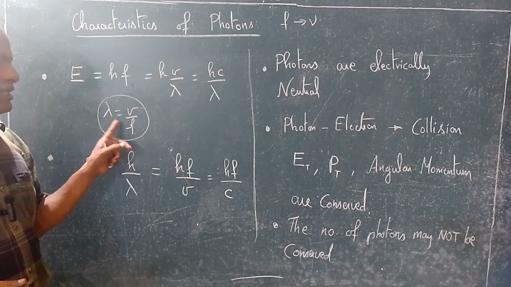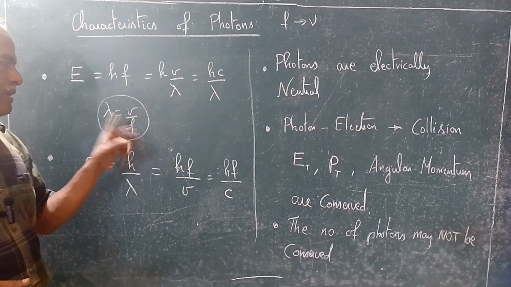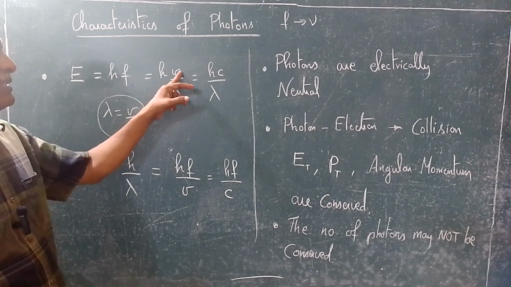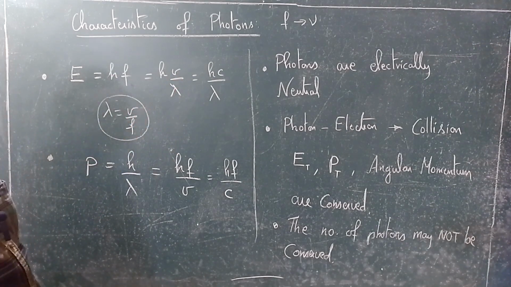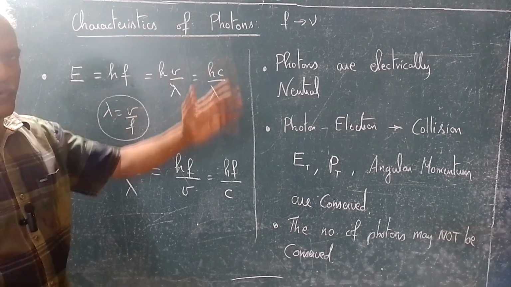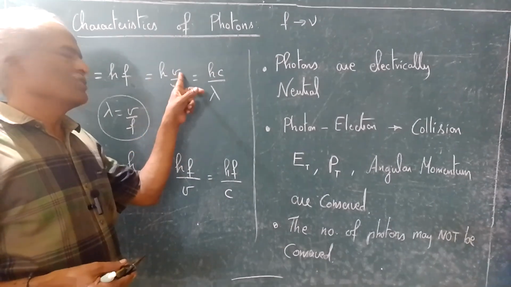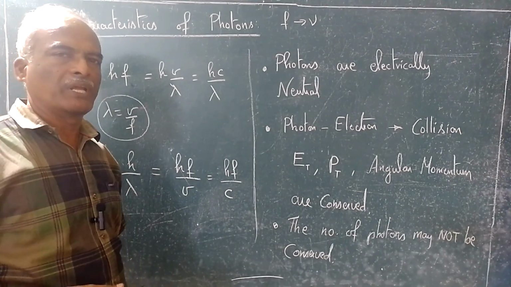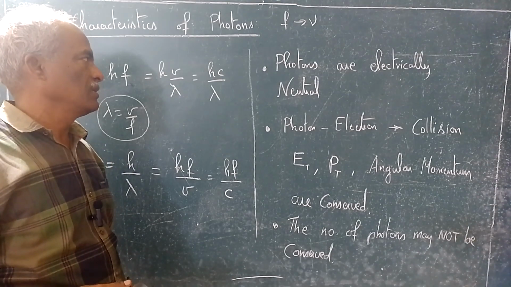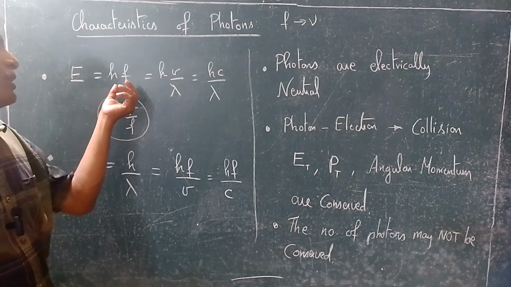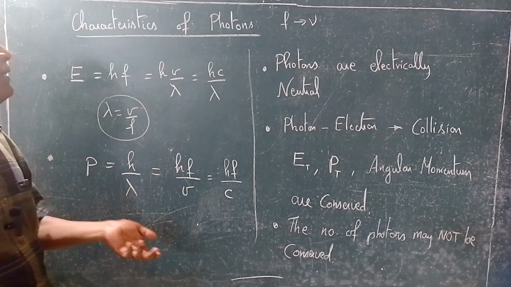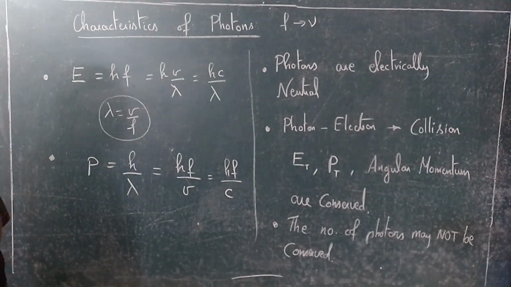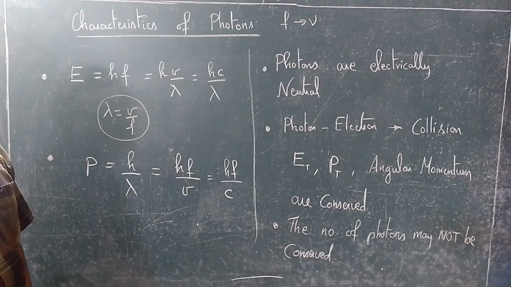Now lambda is equal to v by f. v is the velocity divided by frequency. So in the place of frequency, I can write v by lambda. v is the velocity divided by lambda. Since it is a photon, the velocity of light, which is c. So c value we know, which is 3 into 10 power 8 meters per second. That is the velocity. So the energy depends on frequency, or indirectly we can say the energy is inversely proportional to the wavelength. Okay. So this is the first point we have to remember.